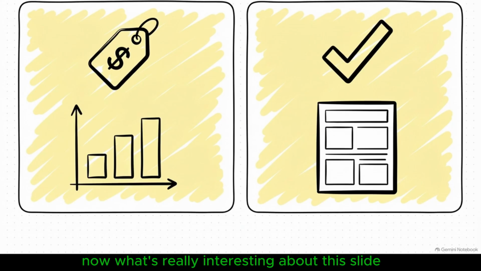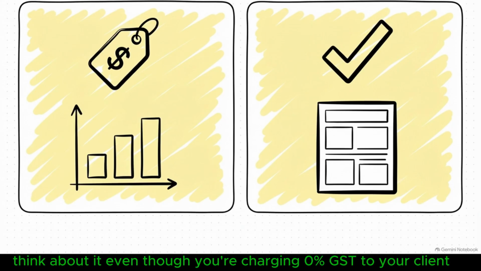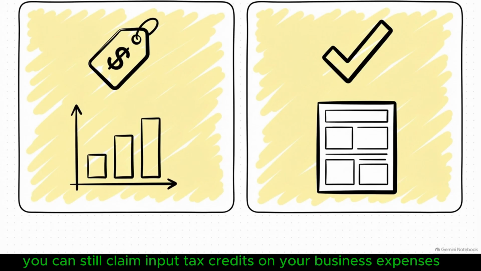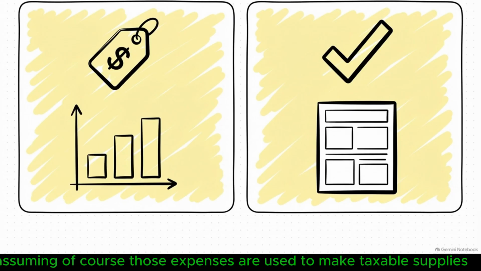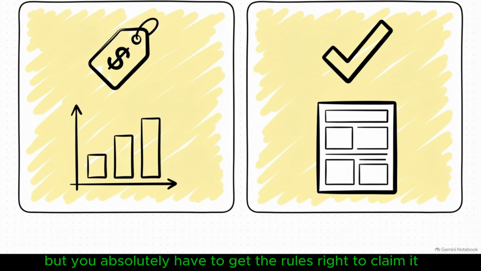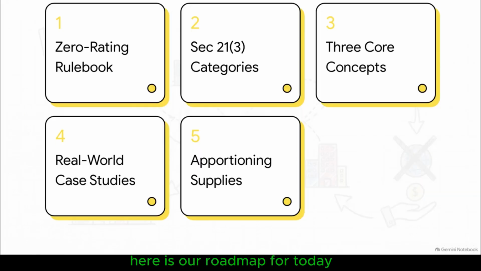Now, what's really interesting about this slide is the implication for your bottom line. Think about it. Even though you're charging 0% GST to your client, because it remains a taxable supply, you can still claim input tax credits on your business expenses, assuming, of course, those expenses are used to make taxable supplies as usual. It's a massive benefit for your cash flow, but you absolutely have to get the rules right to claim it.